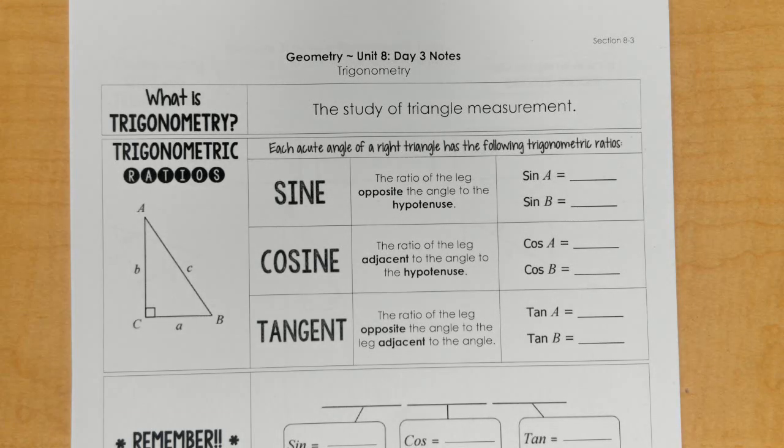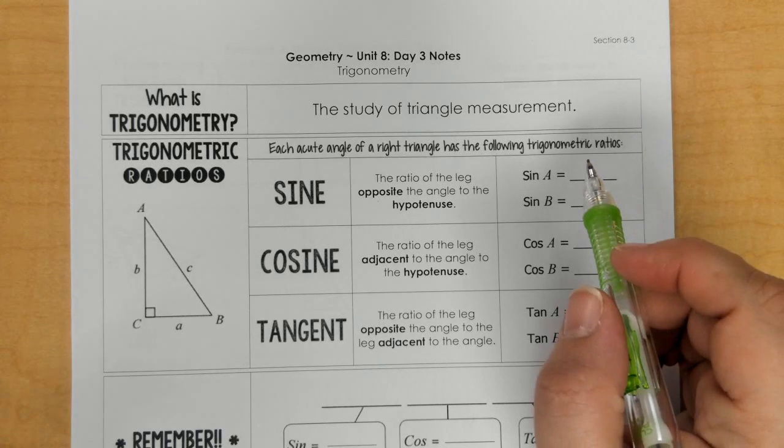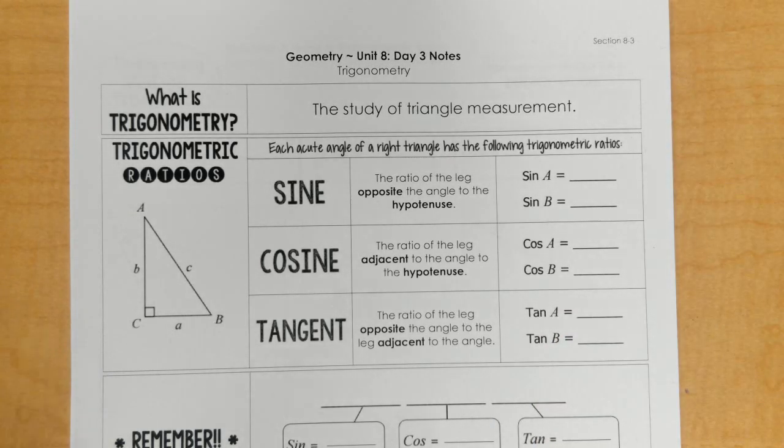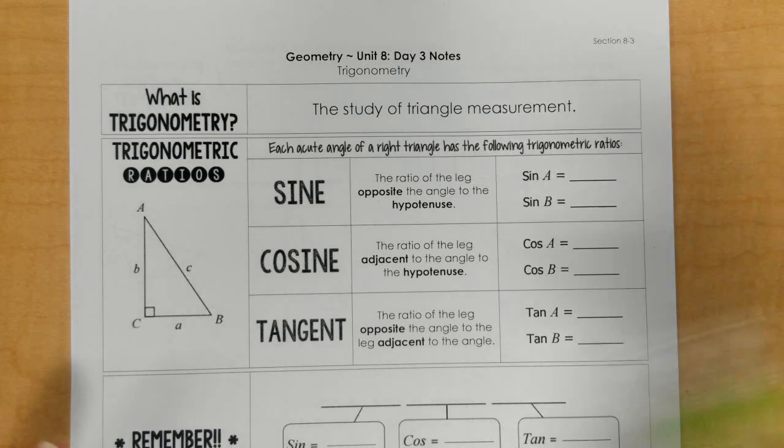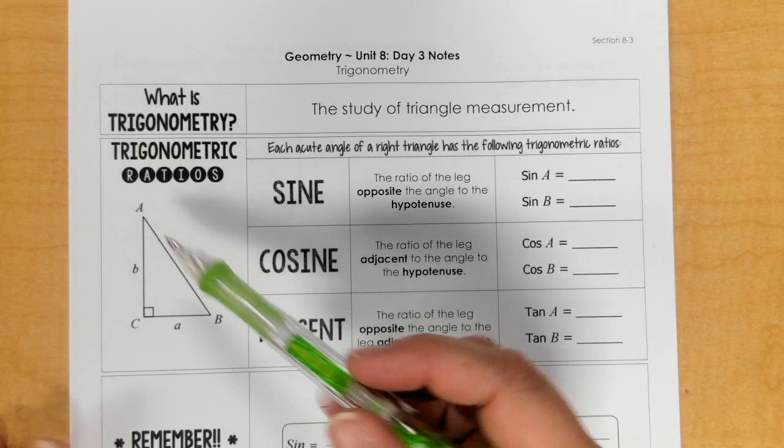For Day 3 Notes in Geometry, Unit 8, the topic is trigonometry, and it asks, what is trig? If you watched the video prior to this as an introduction, it talks about how it's basically the study of triangles, measuring triangles. So what are we measuring? We're measuring the side lengths and the angle measurements. So that would be 6 parts, 3 sides, 3 angles.